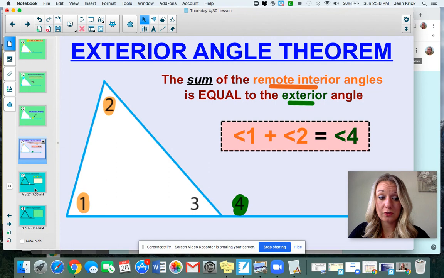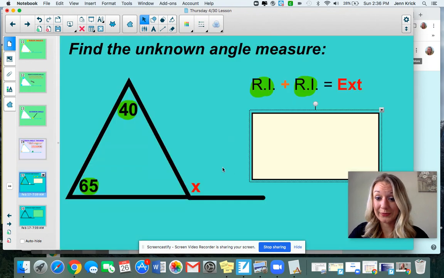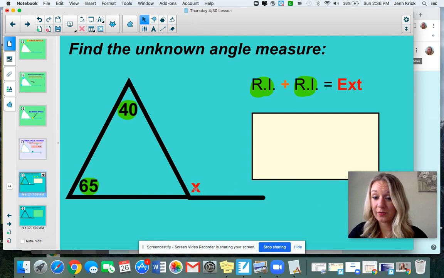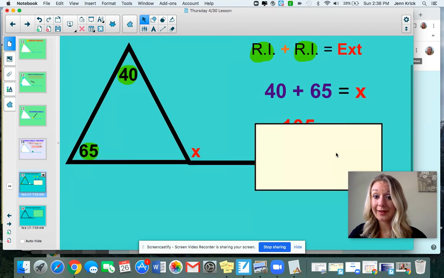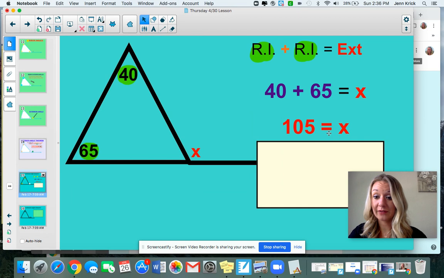So if I showed this to you, once it loads, and I asked you to solve for x, to find this unknown angle, I know that if we add together our two remote interior angles, they would be equal to the exterior angle. So 40 plus 65 equals x, which will be our exterior angle. If you add those together, you get 105. So 105 is equal to x. It really is that simple, you guys.